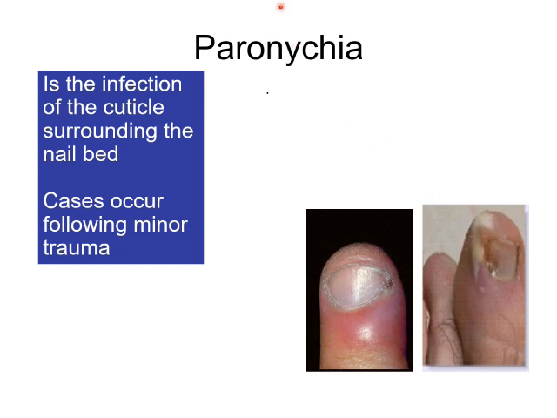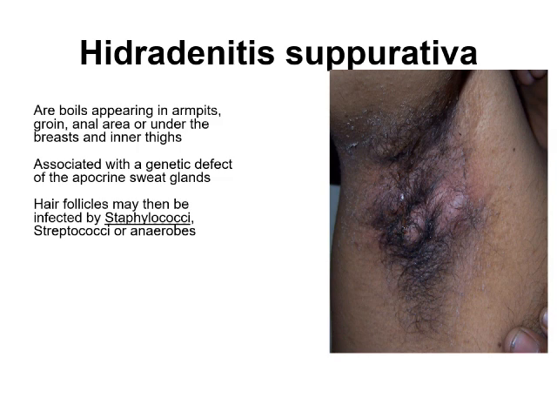Hidradenitis suppurativa. These are boils appearing in the armpits, the groin, the anal area, and under the breast and the inner thighs. It's associated with the genetic defects of the apocrine sweat glands. The hair follicles in this condition may then be infected by staphylococci, or the streptococci, as well as the anaerobes. So staphylococci as well cause infection in patients with this condition.